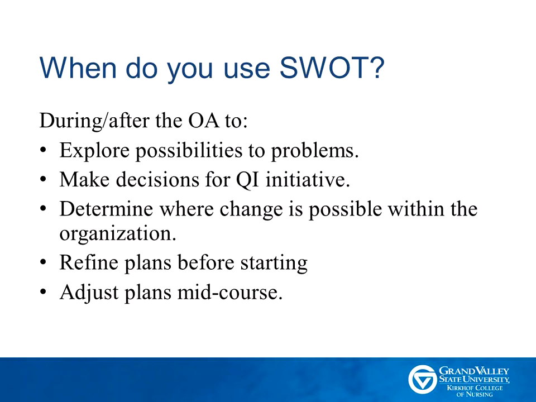So when do you use a SWOT? You can use it during and after the organizational assessment to explore possibilities to problems, make decisions for the QI initiative, determine where change is possible within the organization, to refine plans before starting, and to adjust plans mid-course. The key stakeholders mentioned earlier are very helpful with developing and designing a SWOT analysis because they have a lot of experience working within the organization.